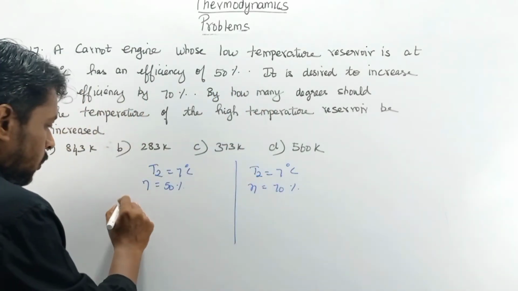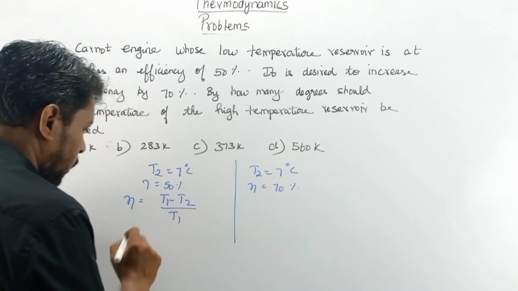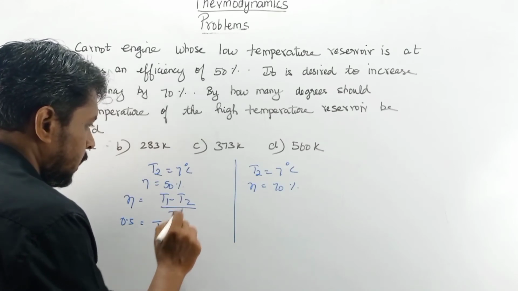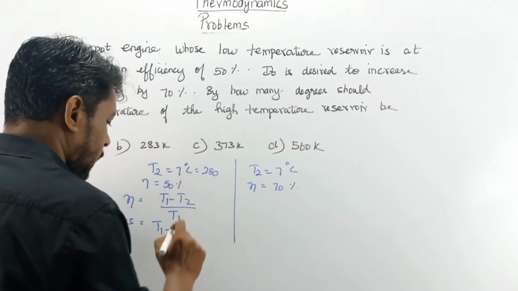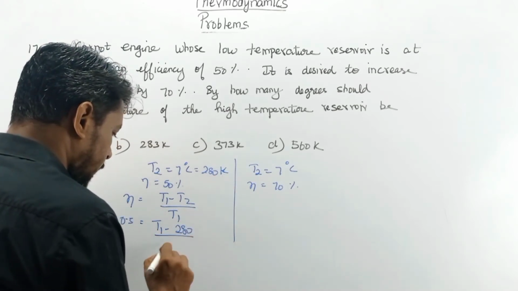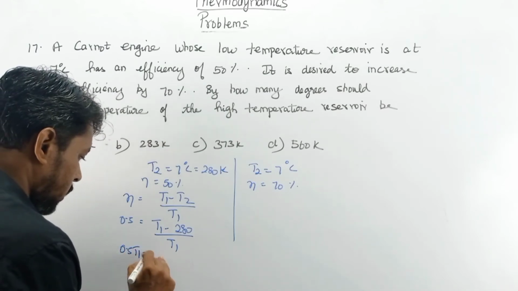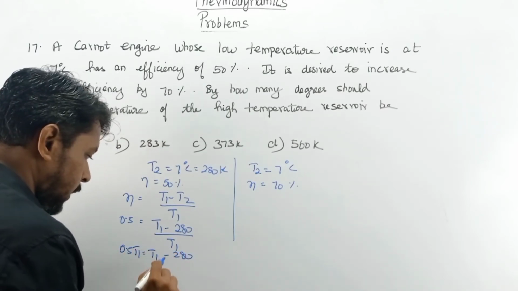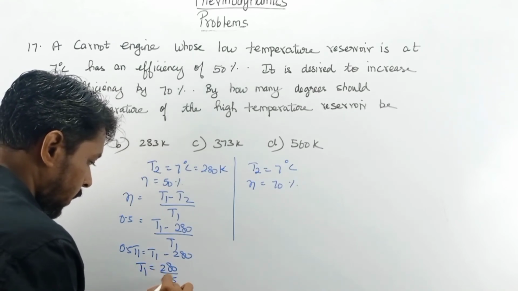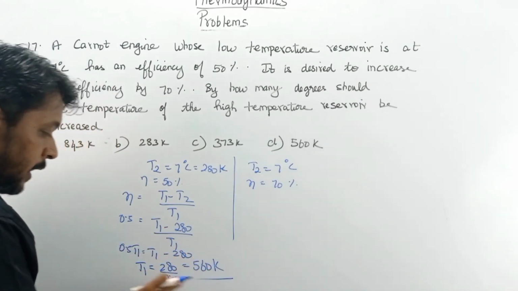We know that efficiency is equal to (T1 minus T2) by T1. So 0.5 is equal to (T1 minus 280) by T1, since 7 degrees Celsius means 280 Kelvin. When you do the calculation, 0.5 T1 is equal to T1 minus 280. So T1 is 280 by 0.5, which is equal to 560 Kelvin. So it is 560 Kelvin in the first case.